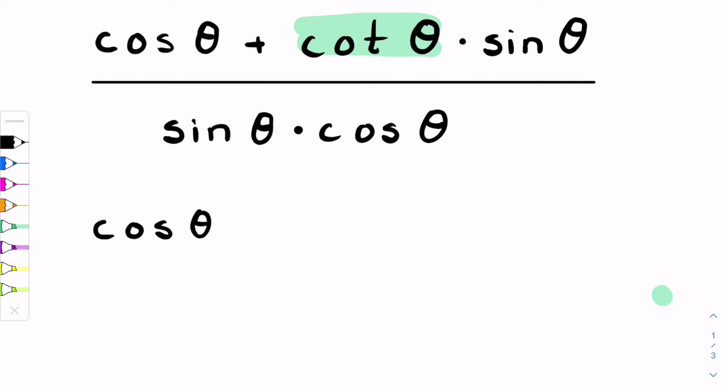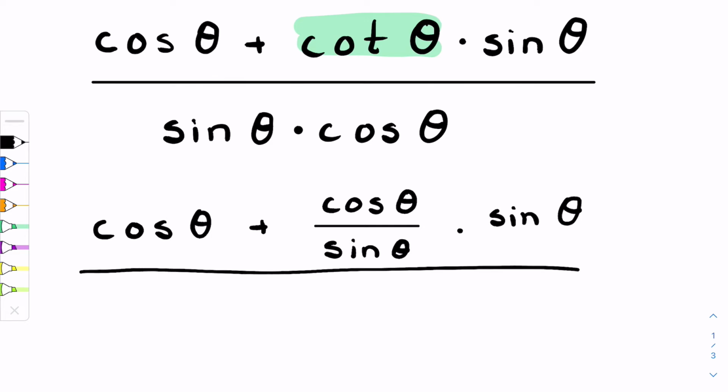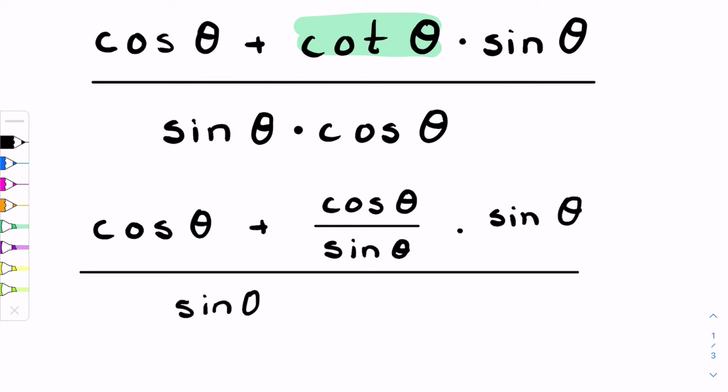Rewriting my whole numerator, I have cosine theta plus cosine theta divided by sine theta times sine theta. Technically, sine theta would be over 1 if you want to write it out as a fraction, but I don't need to write that. I think we all know about fractions at this point. Divided by sine theta times cosine theta.